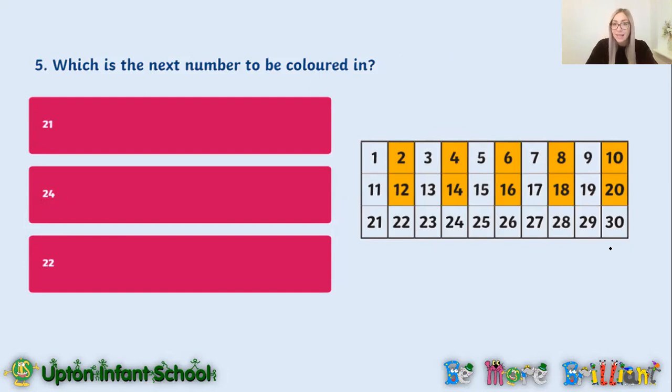Okay, next one. Which is the next number to be coloured in? Now, I recognise this when we have been doing our counting. So we've got 2, 4, 6, 8, 10, 12, 14, 16, 18, 20. I think we are counting in 5s? No, it can't be because it doesn't end in a 5 or a 0. Are we counting in twos? Yes, well done.